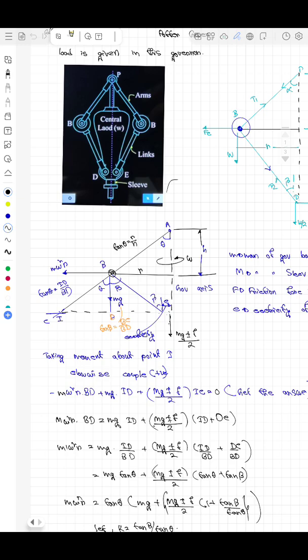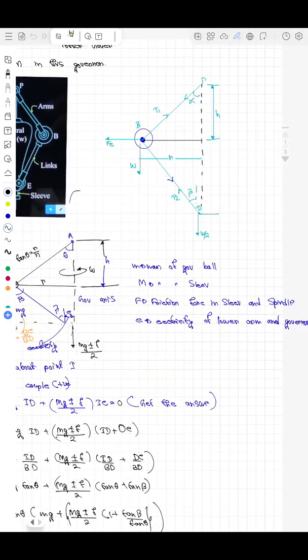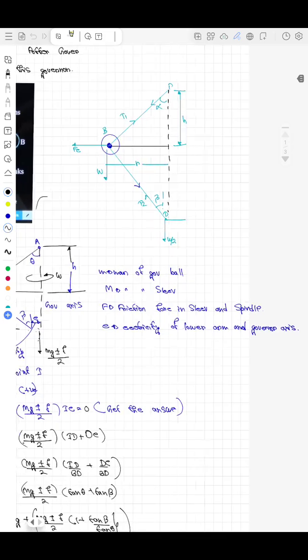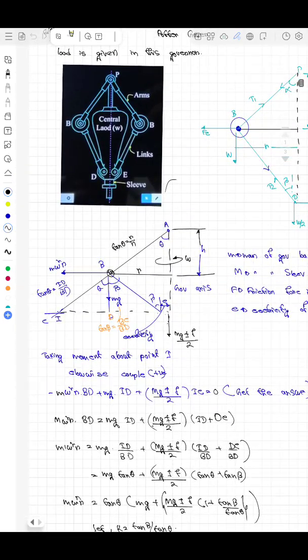There are three instantaneous centers: 1, 2, 3. These instantaneous centers are the redundant joint. They are just going to move at infinity. So that's what is happening here.